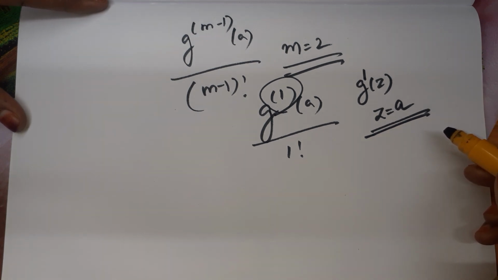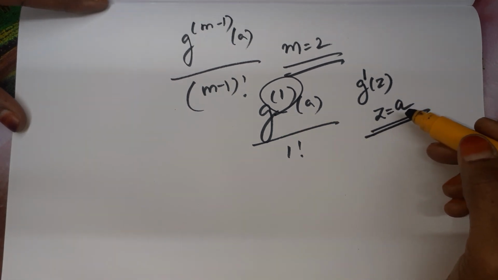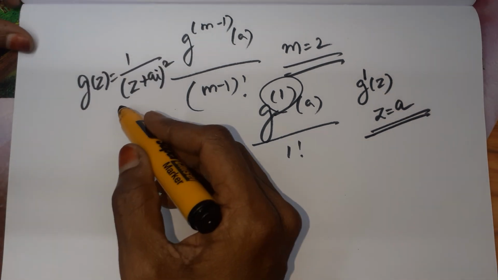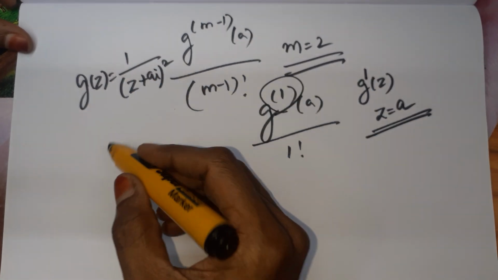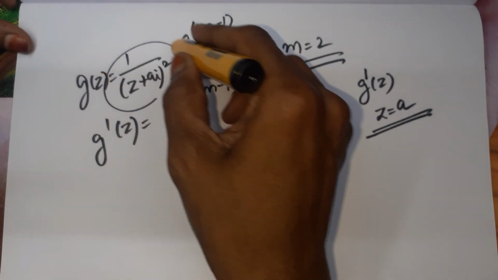So we have to differentiate first one time and we have to replace z by a. So what is our g of z here? G of z is equal to 1 by z plus ai the whole square. So what is our g dash of z?